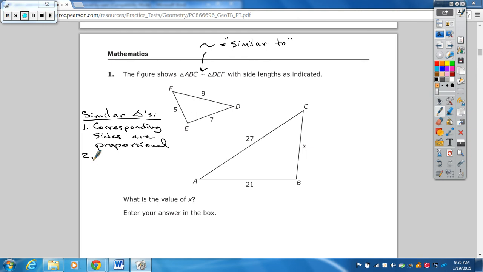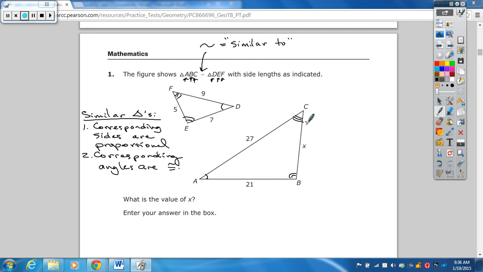The second thing that similar triangles have in common is that their corresponding angles are congruent. You can look at the similarity statement and match up the angles. So angle A and angle D have to be the same measure. B has to be congruent to E. And F and C have to be congruent. I think you see that.